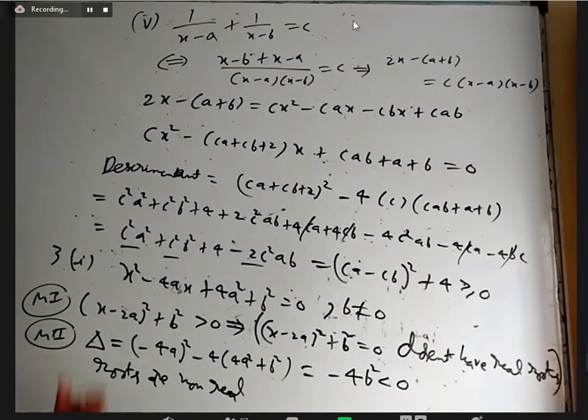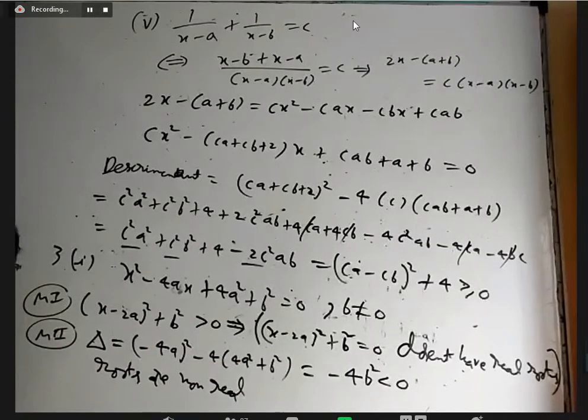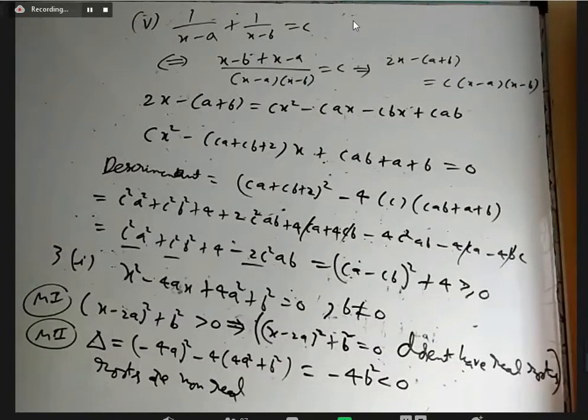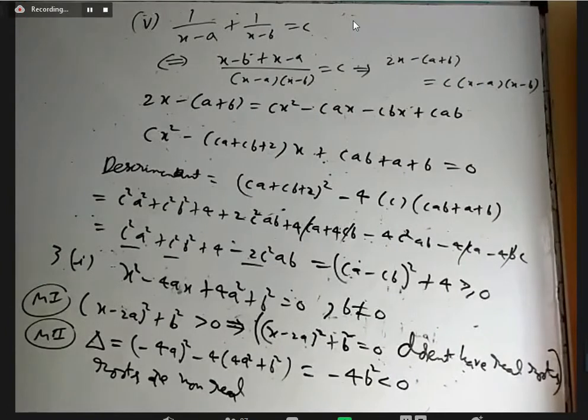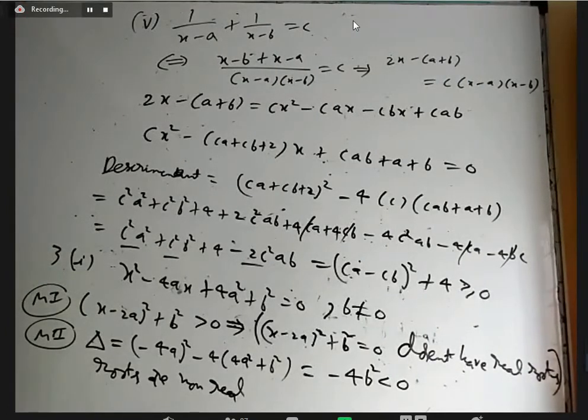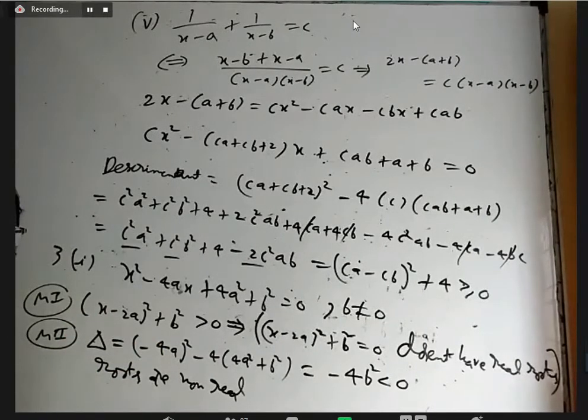Srikar, Shashank, understood this method 1? Are you there, Srikar, Shashank? Vanessa, you understood this method 1? Yes, sir, I understood. Okay.